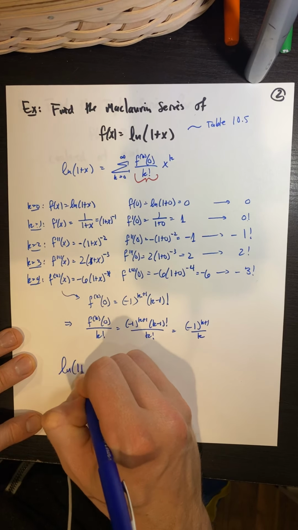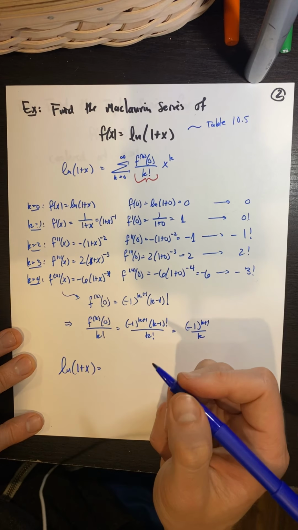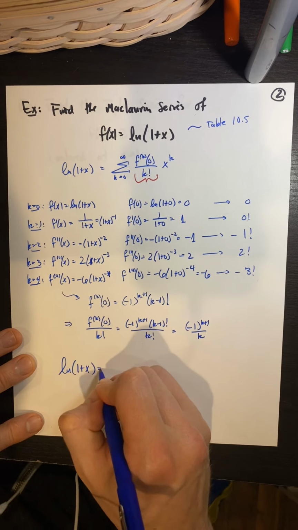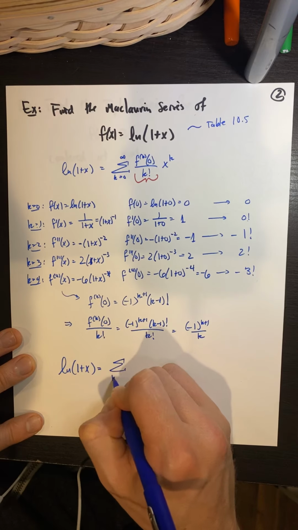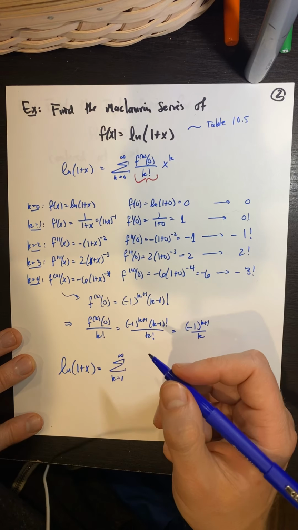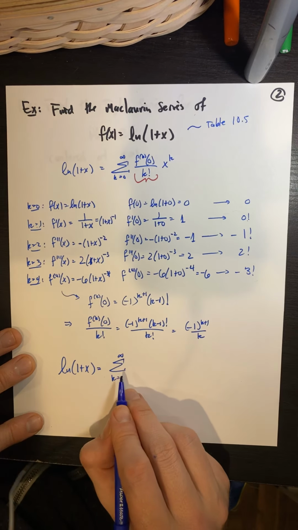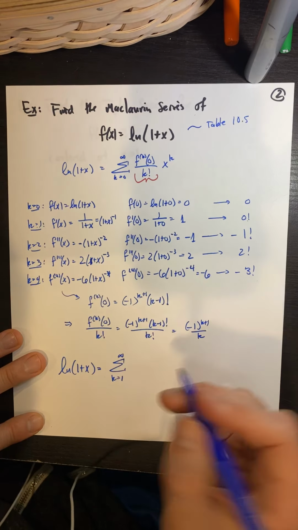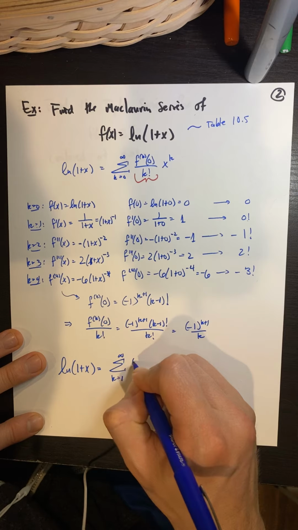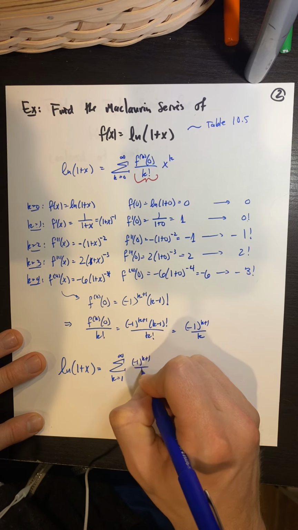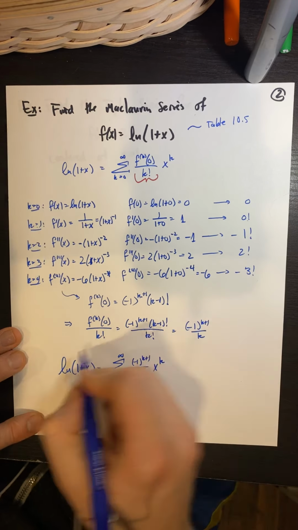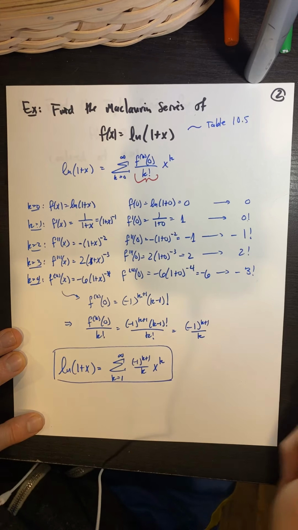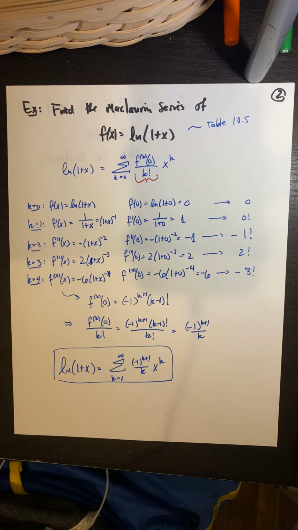So this means ln of 1 plus x is equal to the infinite series k equals 1 to infinity. Notice I'm starting at 1 because the 0 term was just 0. And so we get negative 1 to the k plus 1 over k times x to the k. So that would be the Maclaurin series for ln of 1 plus x.